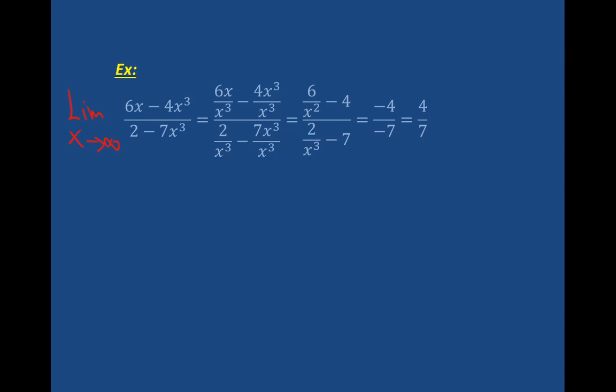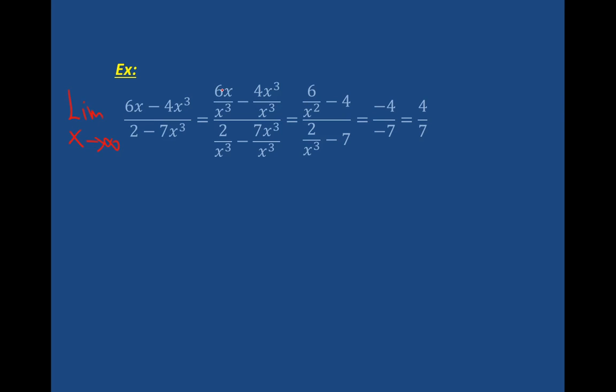Here, the degree of the numerator is third degree. Also, the degree of the denominator is third degree. Then, the limit will be equal to a number. To find this limit, you should divide by x, which has the greatest power in the denominator, which is x power 3. Then, 6x over x power 3, negative 4x power 3 over x power 3, and 2 over x power 3, negative 7x power 3 over x power 3.